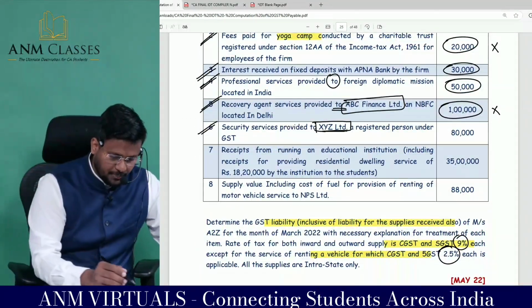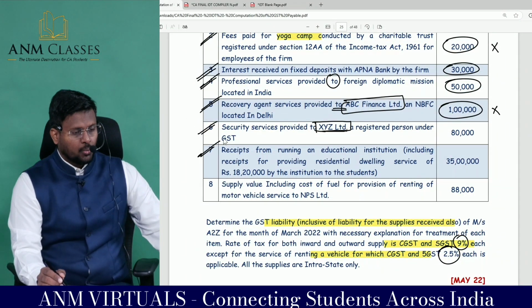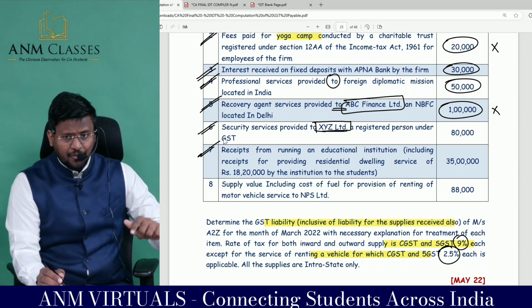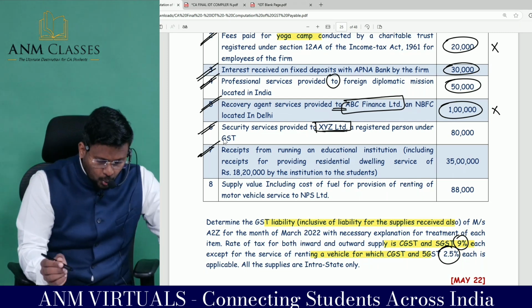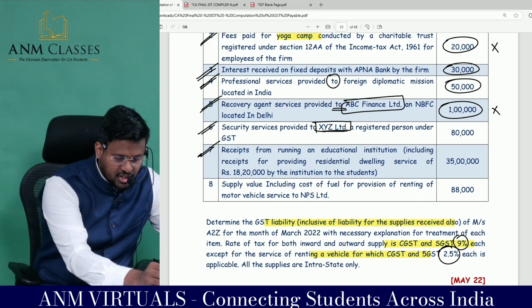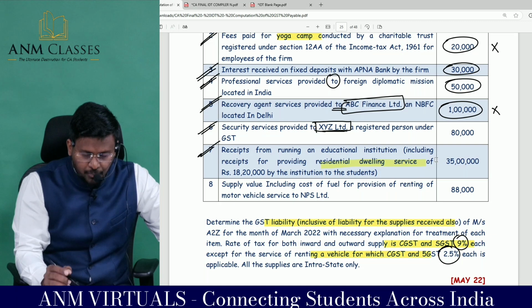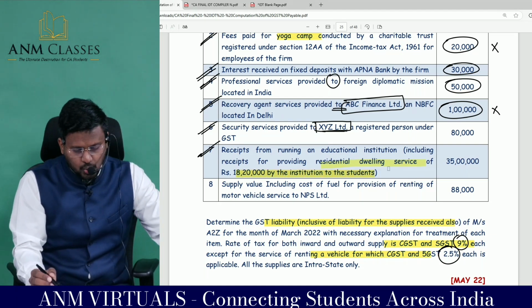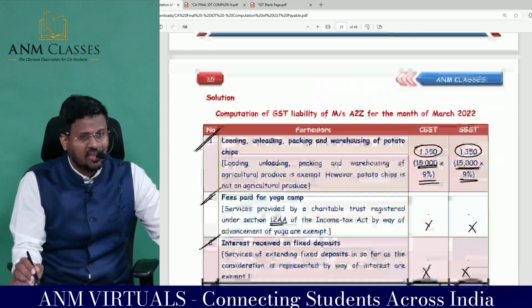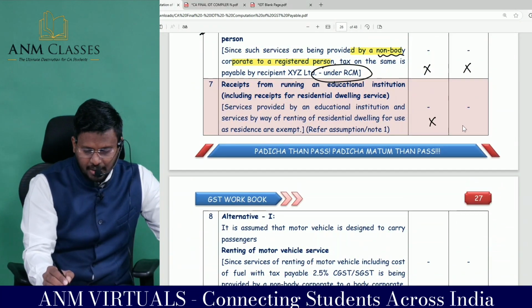That's why dash. Receipts from running an educational institution. We all know that if it fits in the definition of educational institution, it is exempted. Including receipts for providing residential dwelling services. Residential dwelling for residential purpose to an unregistered person is exempt from GST. 18,20,000 by the institution to the students, 35 lakh. Entire 35 lakh is exempted.